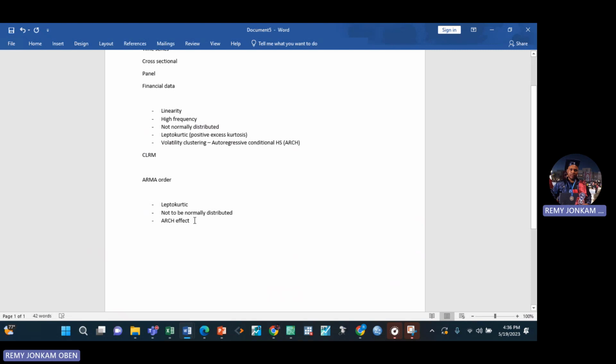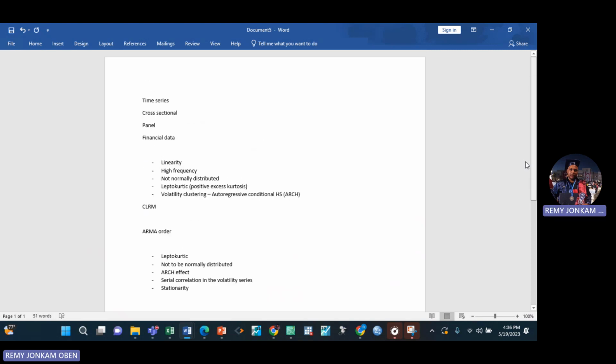Also, what we'll also check is if there is serial correlation in the volatility series. And again, we'll also check stationarity.